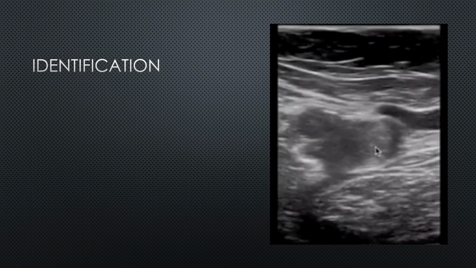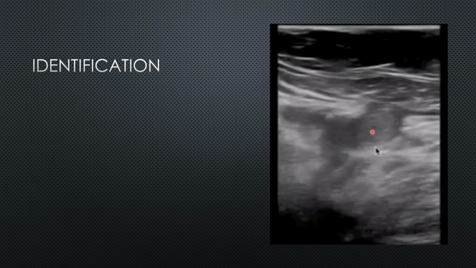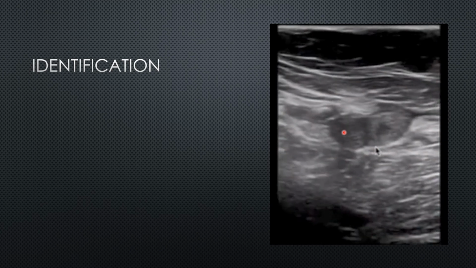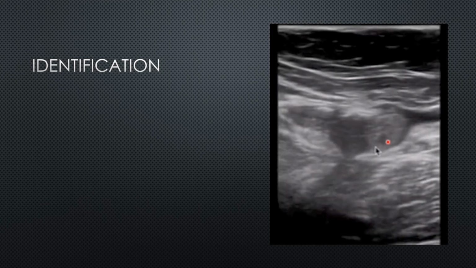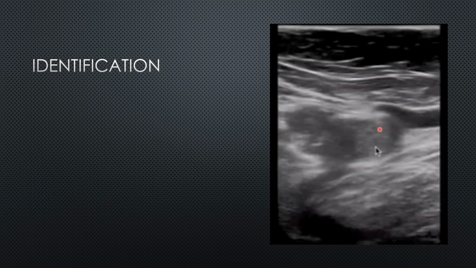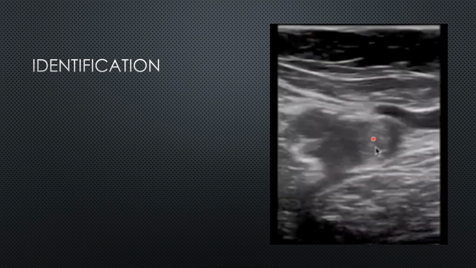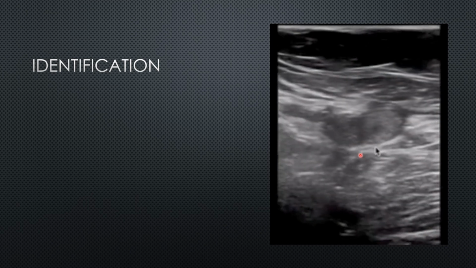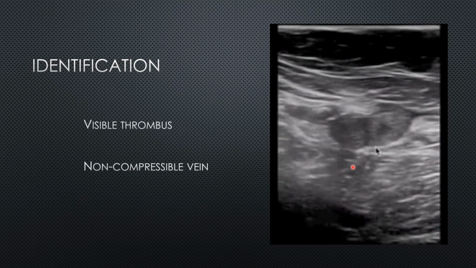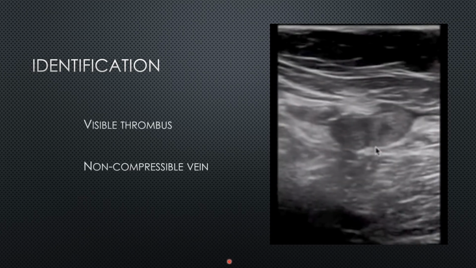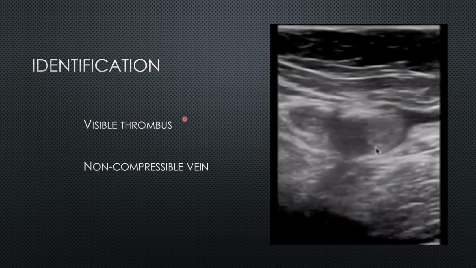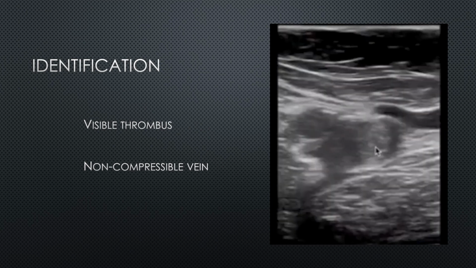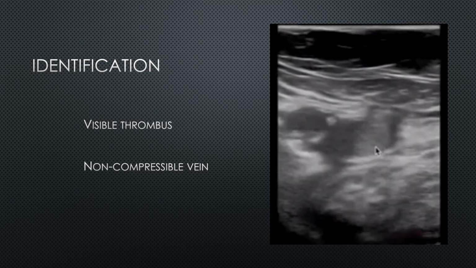And here's an example of a DVT. So as well as not being able to bring the anterior and posterior walls together, we can actually also directly visualize the thrombus within the vein there. So this bright or echogenic mass within the vein is the clot itself. And again, we're pressing hard enough to compress the artery there, but still those walls are not coming together. So the two ways to see a DVT on normal B mode ultrasound is a visible thrombus, so directly visualizing the DVT itself, and also not being able to compress the vein.